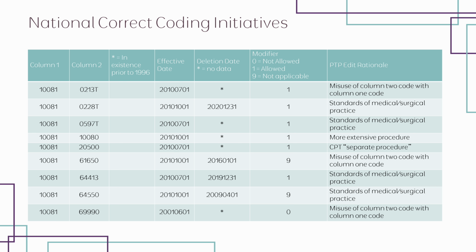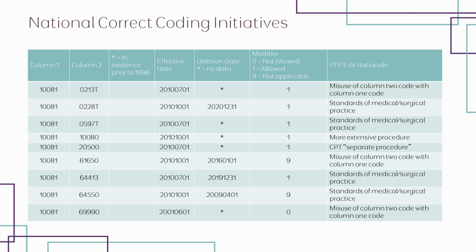The correct coding file format is used with NCCI, and it includes something called a correct coding modifier or CCM indicator. This indicator helps determine whether a modifier can be used to bypass an NCCI edit for a particular code pair. The CCM indicator will display one of three possible values: 0, 1, or 9. If the indicator shows a 0, it means that a modifier is not allowed to bypass the edit. No circumstances exist in which the two codes can be reported together for that particular situation.